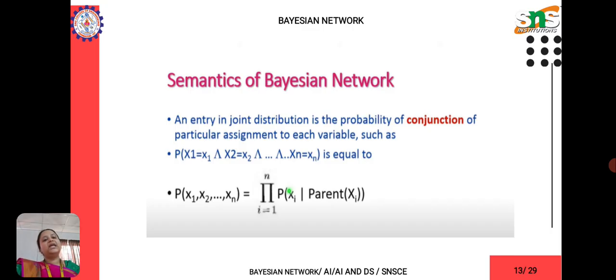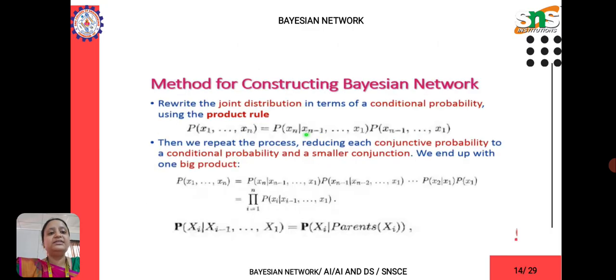You will be getting the values from the parent node of each and every process that is being executed, and you will calculate that with a formula called summation. And this is the method of how you will construct the Bayesian network. You have to rewrite the joint distribution. Next, you have to repeat the process, reducing each conjunction probability to a conditional probability and smaller conjunctions.